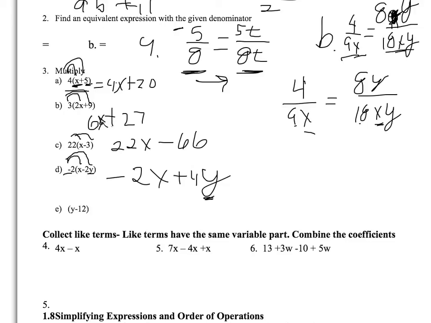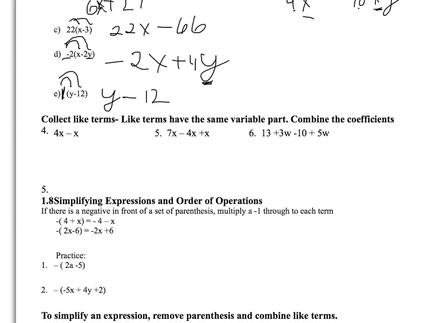Now this one here, what I want you to notice is there's an invisible 1 on the outside here. When there's nothing on the outside parentheses, it's 1. So we're using that identity property for 1 again in distribution. 1 times y is y, so that's y. 1 times negative 12 is negative 12. And that's what we have right there. So that's what we're doing. Okay?